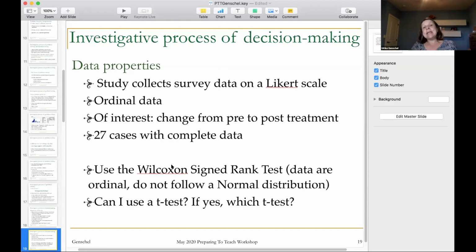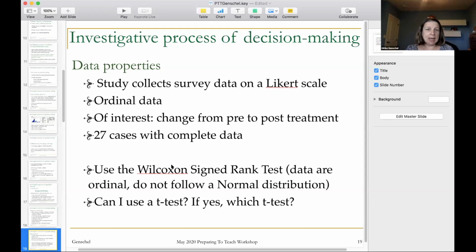And so my last example in this data level addresses data properties. And so this is also an example I got from students not too long ago. This was a graduate student who studied survey data on a Likert scale. And so obviously her data were ordinal. And she wanted to find out if there was a significant change from pre to post treatment. And out of all the participants in the study, she had 27 for which she had complete pre and post data for all the survey questions.